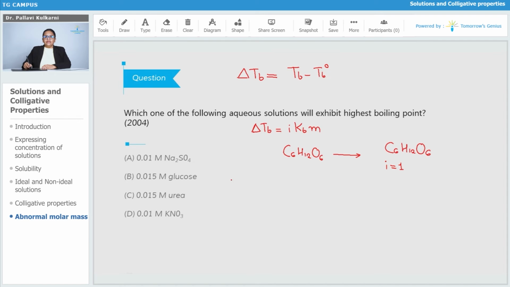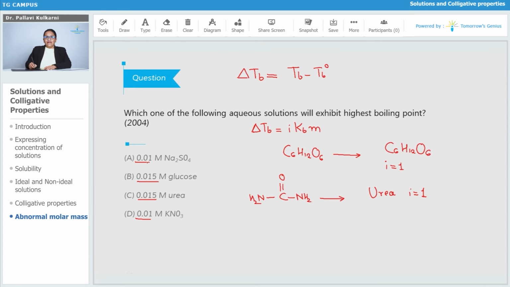Next, I am going to talk about urea, which is given in option C. The formula for urea is CO attached to NH2 on both sides. When we dissolve it in water, it also gives only 1 ion, that is urea again. So the Van't Hoff factor will be equal to 1 for this solution also. In options B and C, the concentrations of the solutions are greater as compared to A and D, but still they will not have the highest boiling point, because their Van't Hoff factor is less.